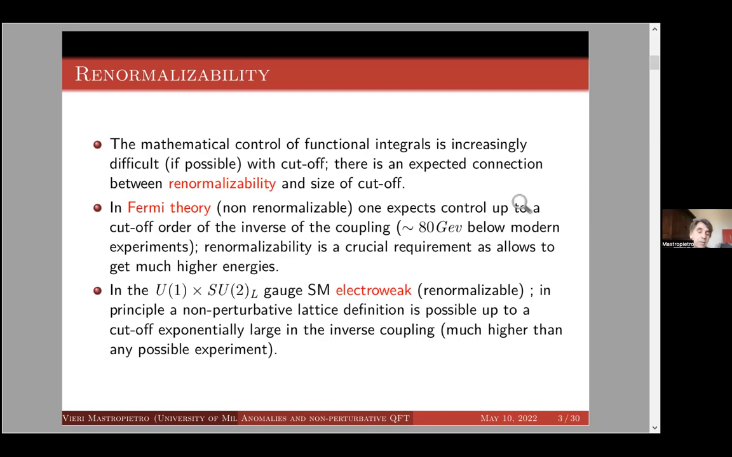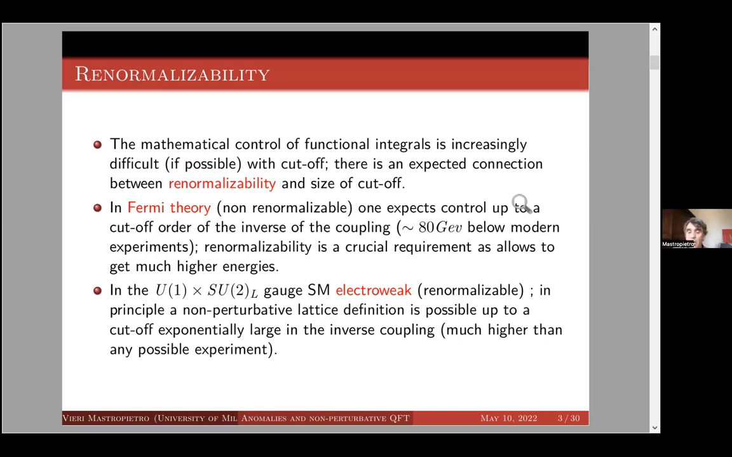Okay, so in a sense, the situation is good. We have a renormalizable theory. So why don't we put it on a lattice, which is exponentially large? That would be a very nice path to get the non-perturbative definition of at least the electroweak part of the standard model. We don't want to remove the cutoff.